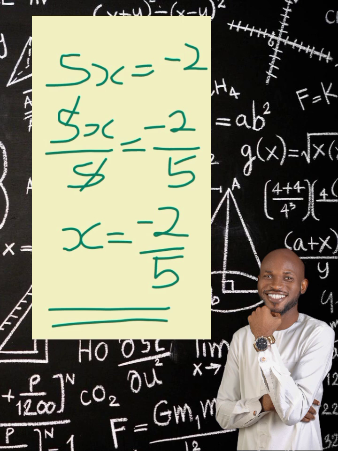Okay, so the coefficient of x here is 5, and we have minus 2 on the other side of the equation. So we just divide both sides by 5, and if you divide both sides by 5, your x is now going to be minus 2 over 5. So your final answer here now is minus 2 over 5.